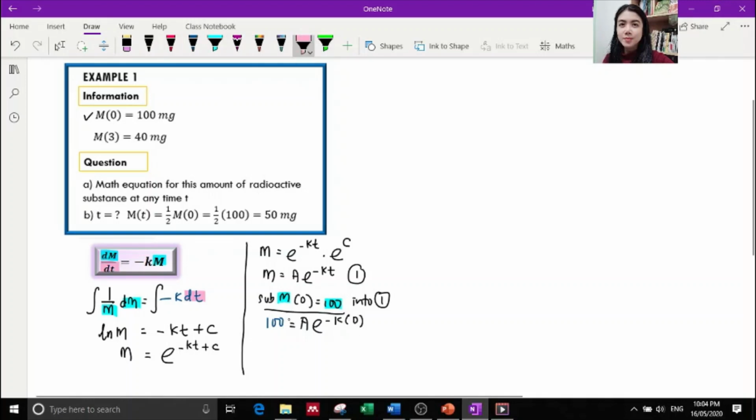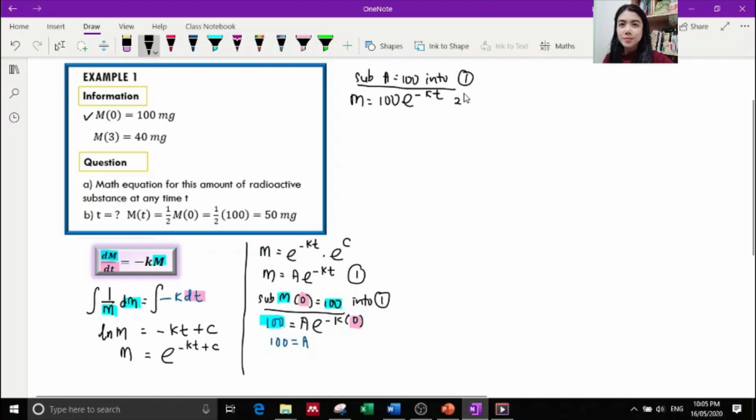So using the calculus, you simplify it. If you simplify this one, you will manage to get your a is actually 100. Once you know your value of a, you're going to substitute your value of a, that is 100, into your equation number 1. So you will have m equals 100 multiplied with e to the power of kt.